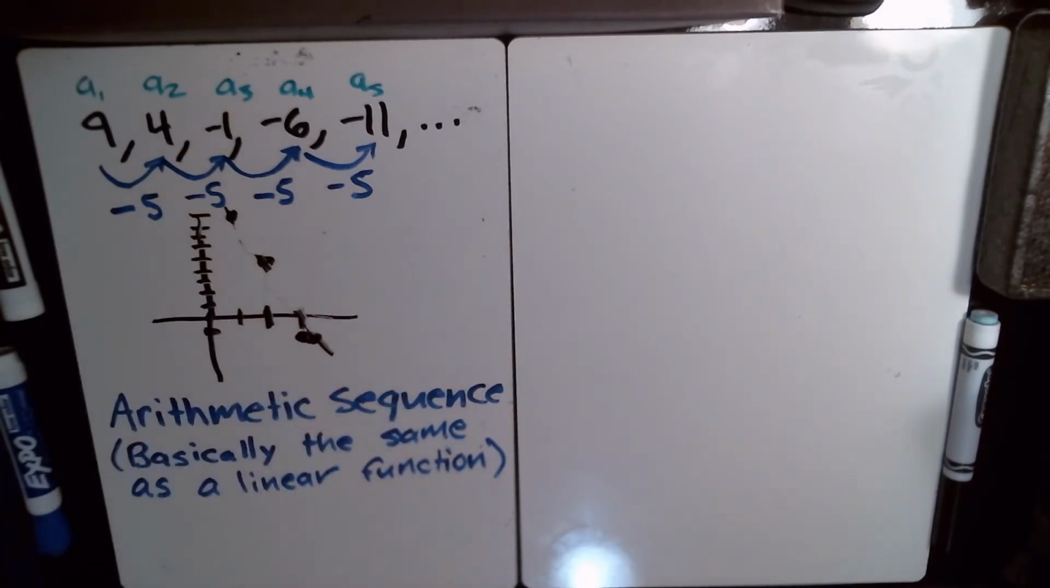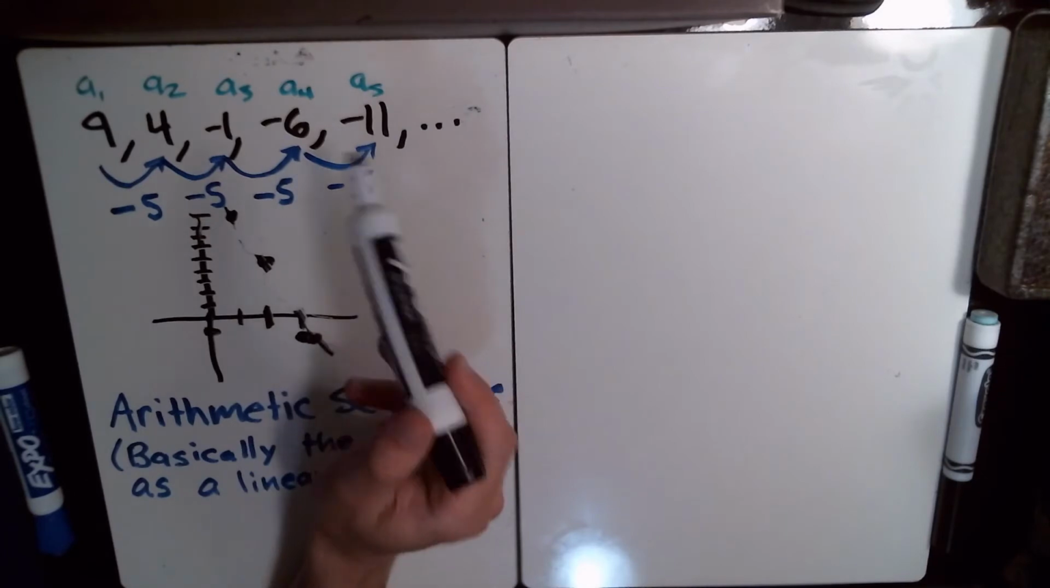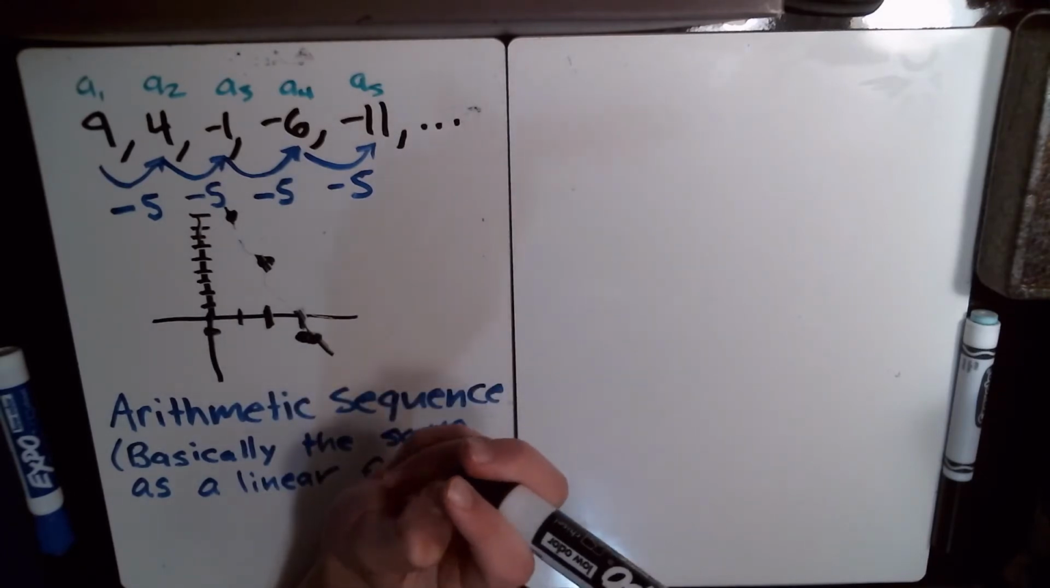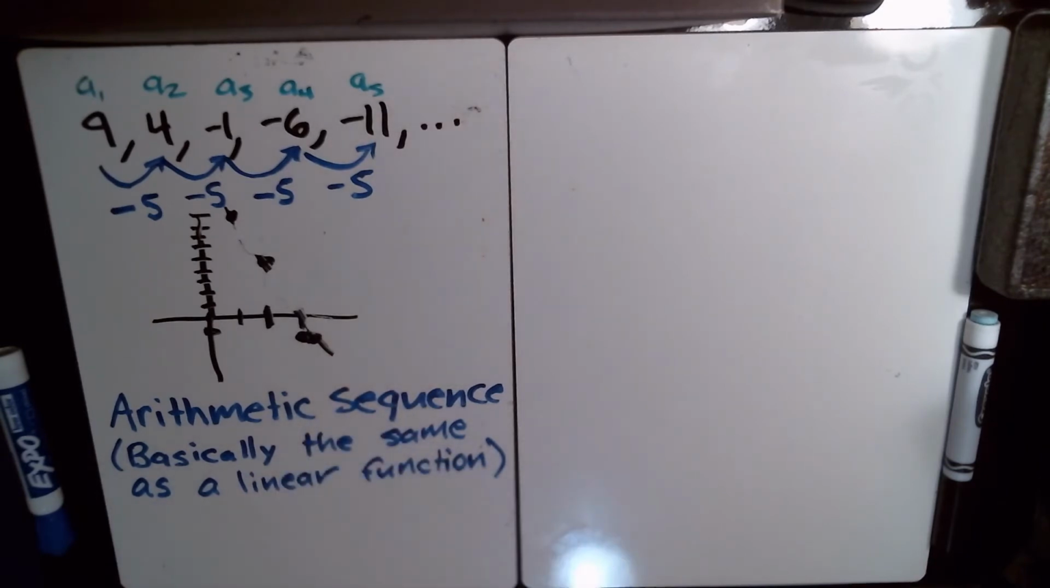You could draw a line connecting all of them, but the equation doesn't actually fill in all the dots in between, because you can only plug in 1, 2, 3, 4, 5, 6, 7, 8 for n, right? You can't plug in any fractions or anything weird like that, okay? So essentially arithmetic sequences are really the same as your linear functions from before.